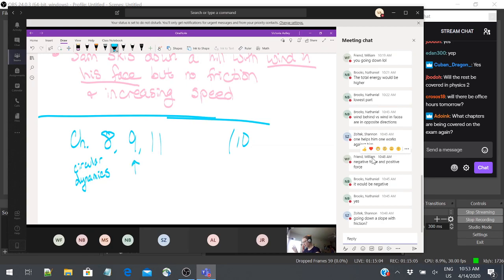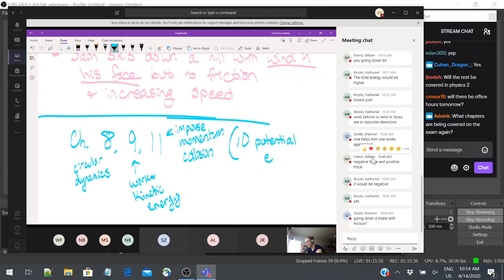9 is work and kinetic energy. We actually did 11 first, which was impulse, momentum, and collisions. This is because the third edition of the book does it in this other order, and I like that order better, so I'm not changing it because they changed the edition of the book. And then 10 is sort of potential energy, springs, stuff like that.